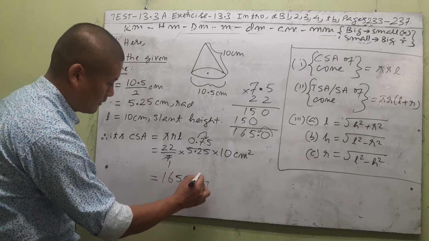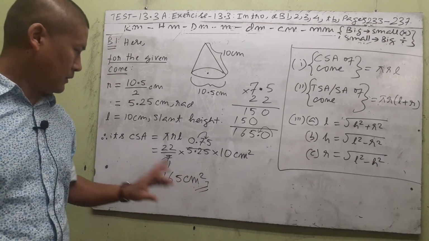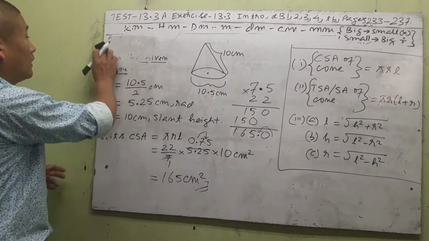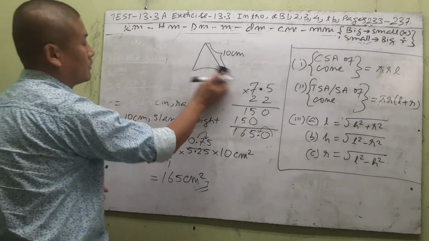165 centimeter square. This is the curved surface area value. Let's go to B2. I think we can do that also.